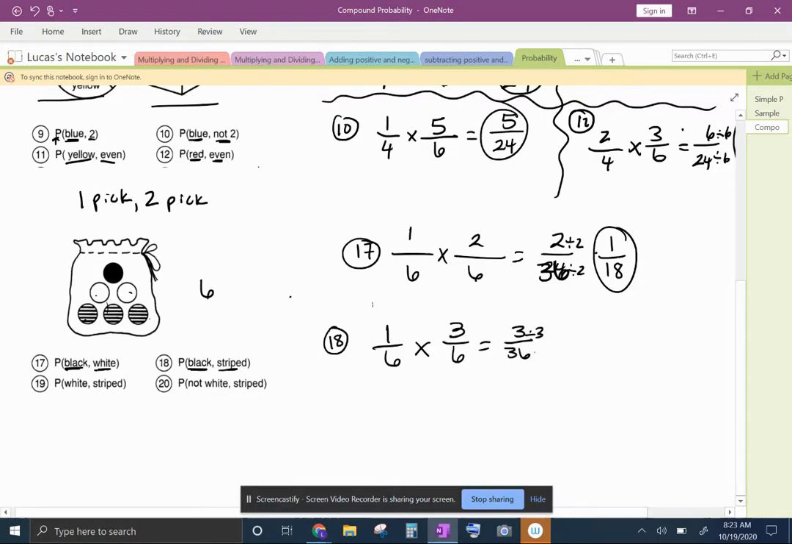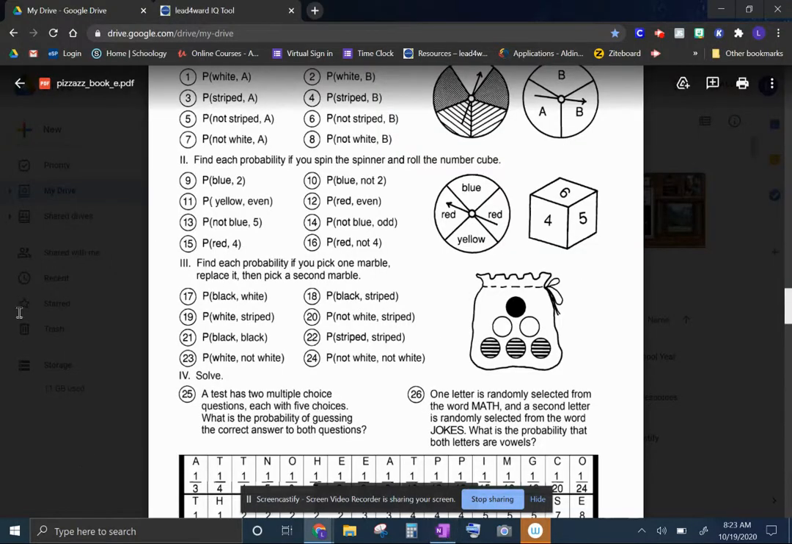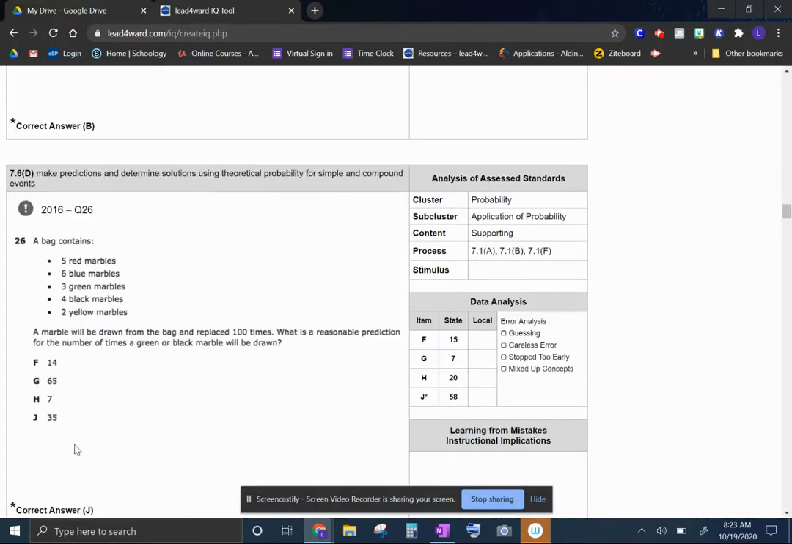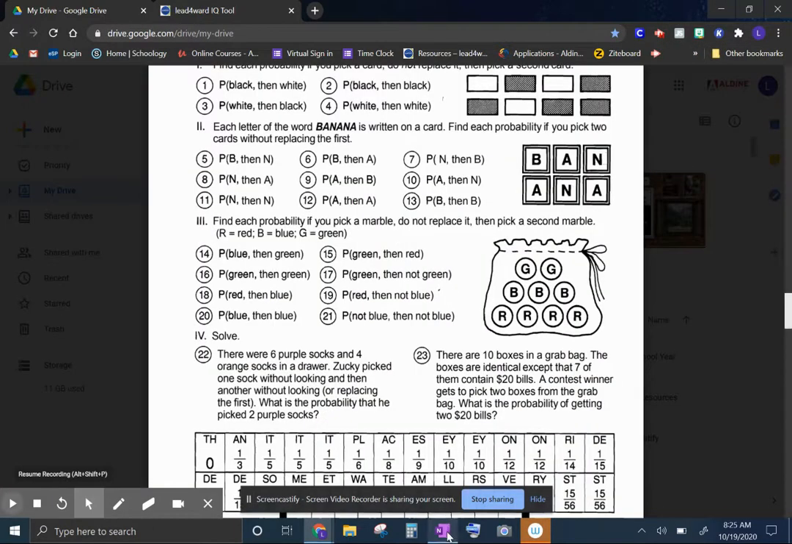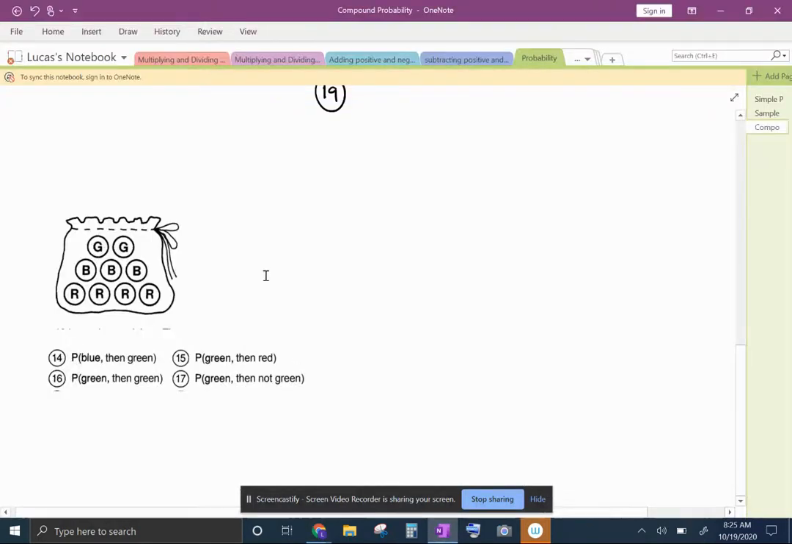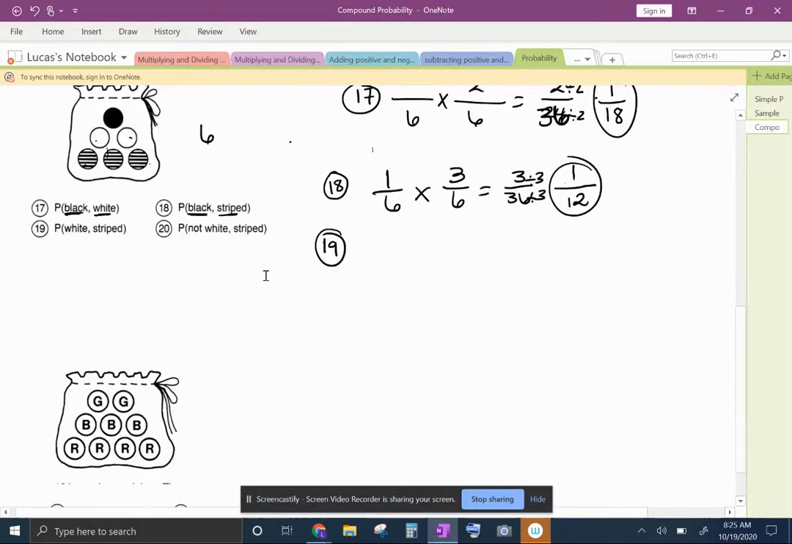And I can divide both of these by 3 to simplify it, which is the same fraction, just a little bit smaller, and I get 1/12. Okay? So then we have number 19. All right, so we have number 19.